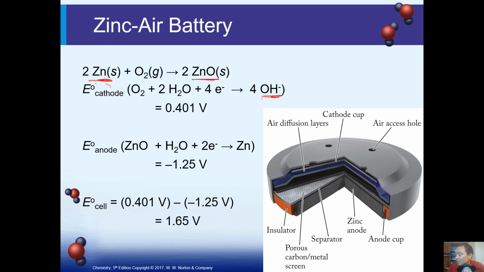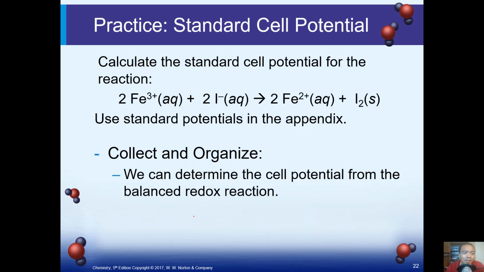The reduction potential for the cathode is 0.401 volts. And on the anode side, zinc oxide is being reduced to zinc, and the reduction half potential is negative 1.25. So the cell or the battery potential is E cathode minus E anode. This gives you 1.65 volts. So let's do another practice. The standard cell potential for the following reaction. Okay, can you calculate this?